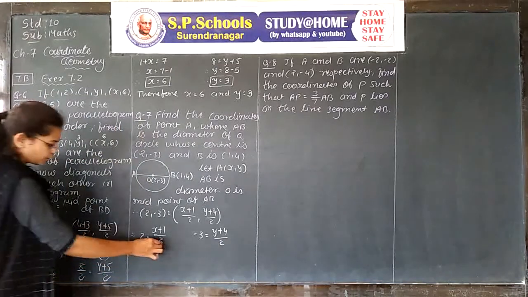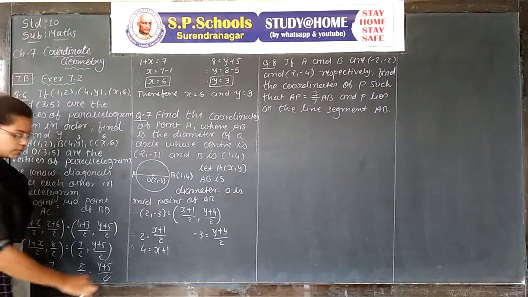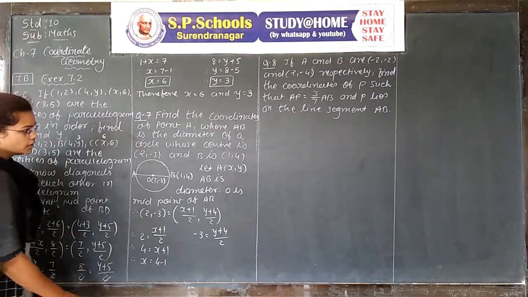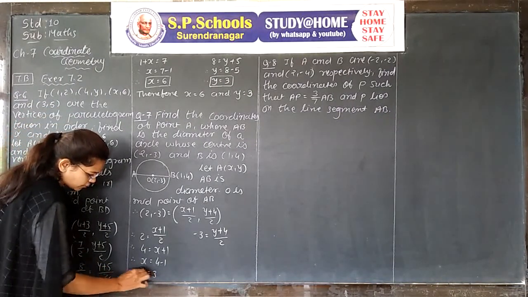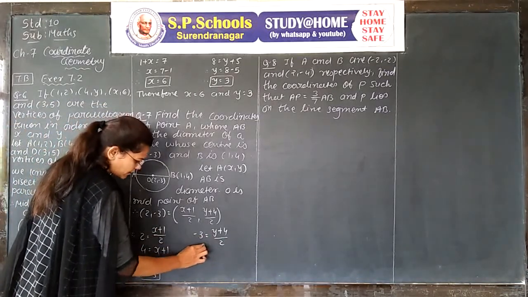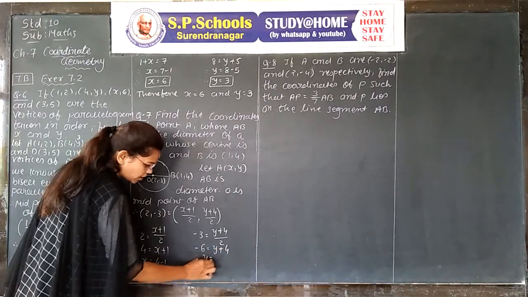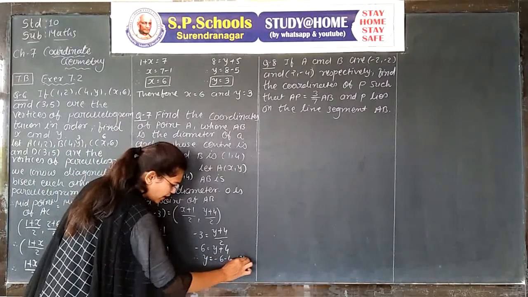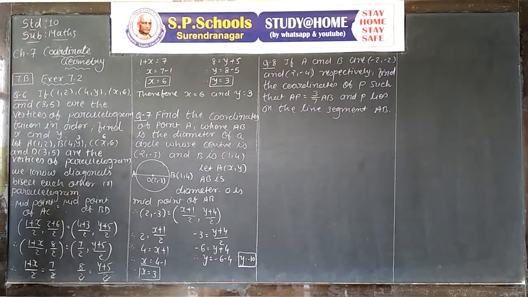Now we multiply 2 with 2, 2 twos are 4, is equal to x plus 1. We make x the subject, x is equal to 4 minus 1. Therefore, the value of x is 3. Same way here, 2 multiplied by minus 3 which is minus 6 is equal to y plus 4. Making y the subject, y is equal to minus 6 minus 4. Therefore, y is equal to minus 10. The value of y is minus 10.